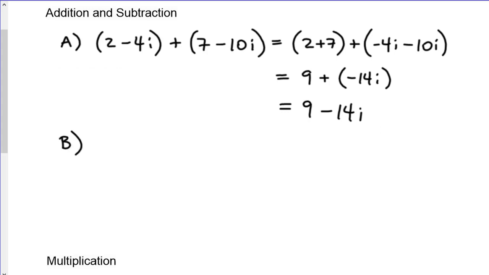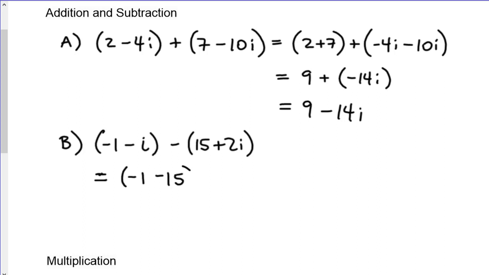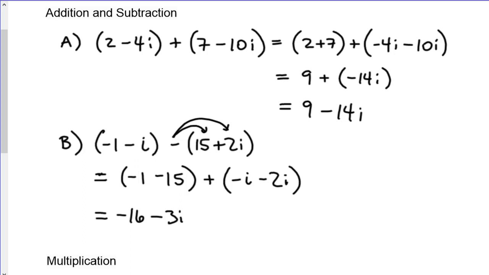Okay, one more example of that. Let's say we have negative 1 minus i minus 15 plus 2i. So we will combine our real parts and imaginary parts. So just separate them for the time being. And I'll do plus negative i minus 2i. Now notice I have minus 2i because this negative distributes to both pieces inside that parentheses. So this becomes negative 16 minus 3i.